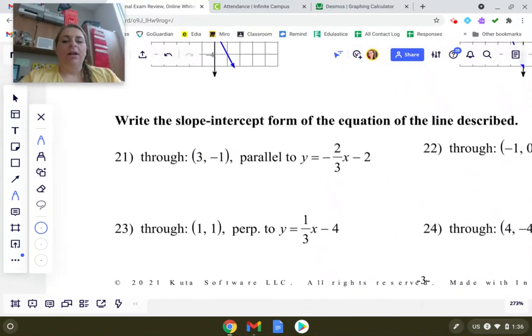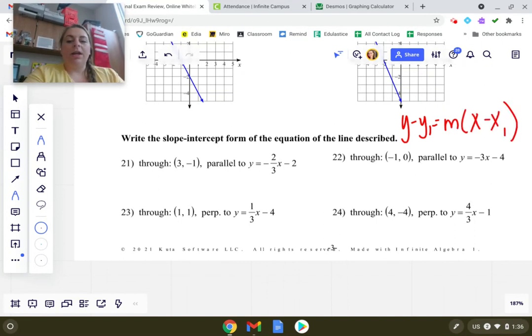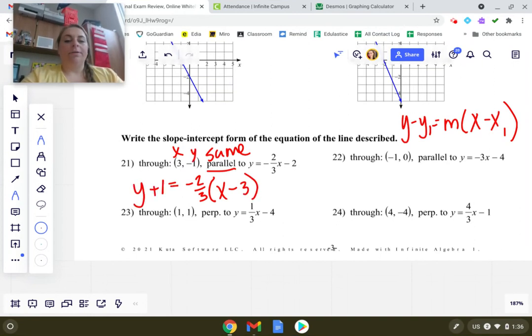And then lastly down here, it's asking us to write the slope-intercept form of the equation that's given. So we're going to use point-slope form here. So y minus y1 equals m, x minus x1. So we're going to plug in my point and my slope. So for this one, it's saying it's parallel, meaning it's the same. So that means my slope, so m, is negative 2/3. My x value in my point is 3. And then my y value is 1, but we're going to switch that sign because it's a negative one.